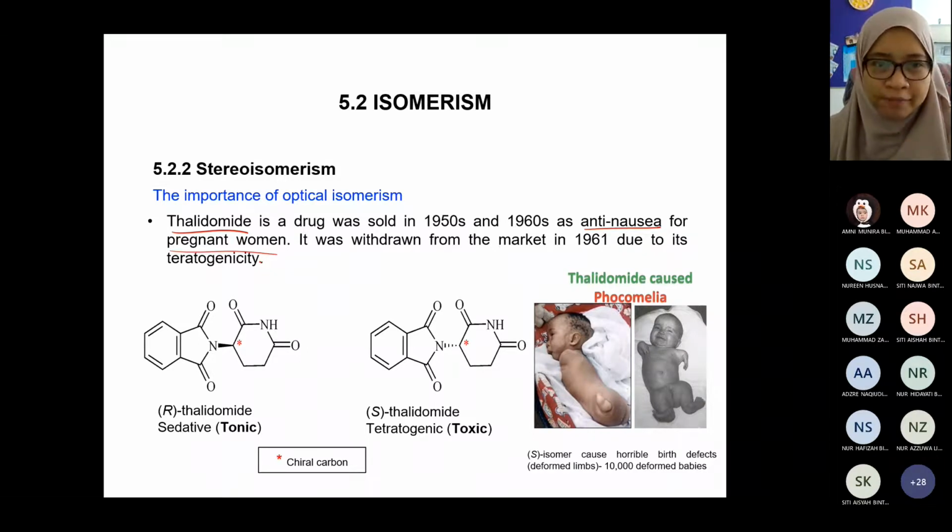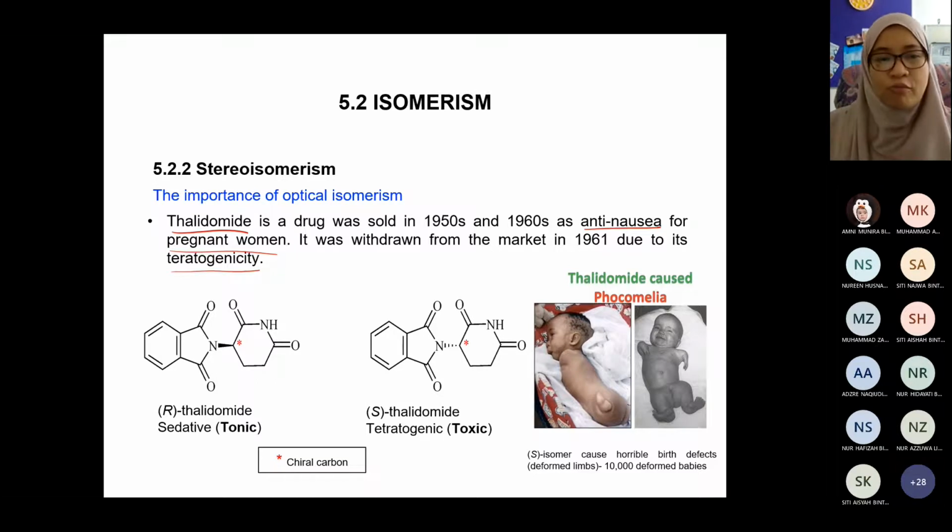Okay, so this is very helpful. However, it was withdrawn from the market in 1961 due to its teratogenicity. Teratogenicity ni is the, what do we call, the toxic or the ability to cause defect, severe defect in babies. If we are talking about thalidomide, so this thalidomide dia ada effect of teratogenicity to the babies because it will deform babies. Okay, deform ataupun birth defect pada babies.